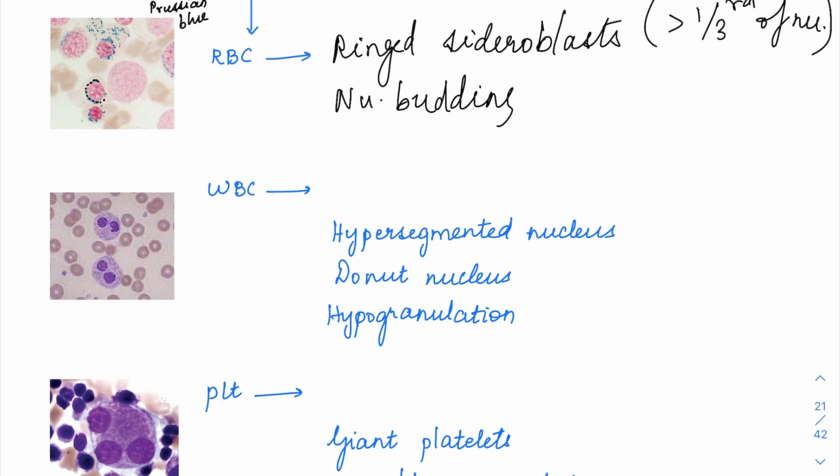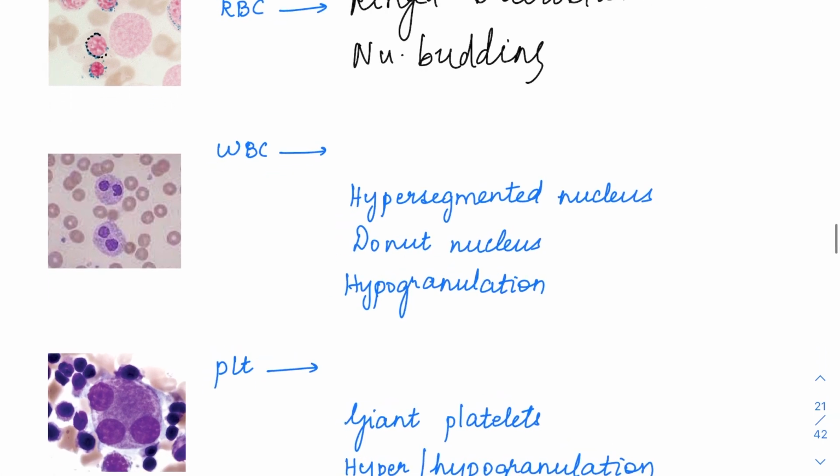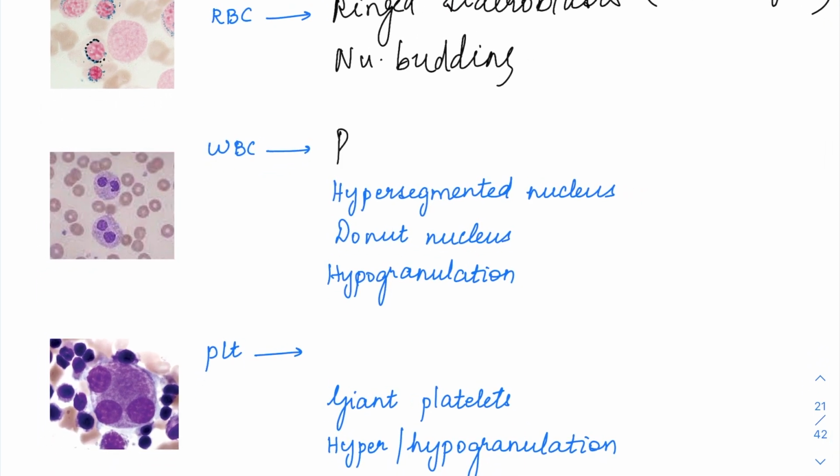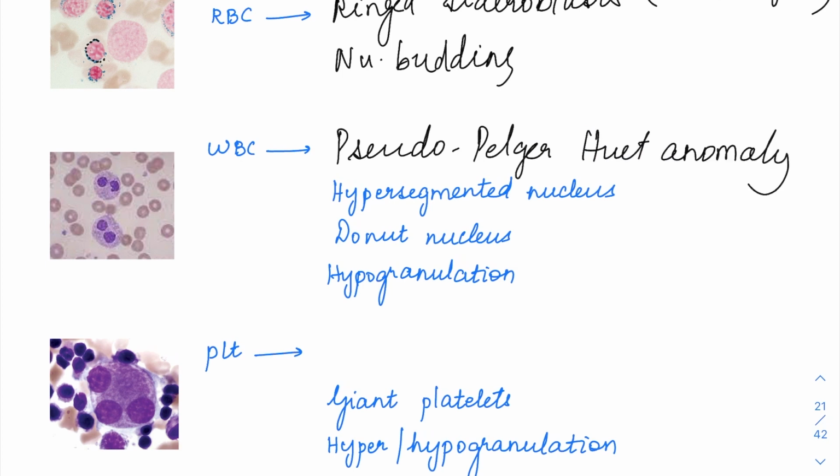In WBCs, you are going to have the pseudo-Pelger-Huet abnormality as a dysplastic feature. Pseudo-Pelger-Huet is nothing but hyposegmented neutrophils. In this, the neutrophils are having just 2 lobes, rather than 3. So hyposegmented neutrophils are what we call pseudo-Pelger-Huet anomaly.